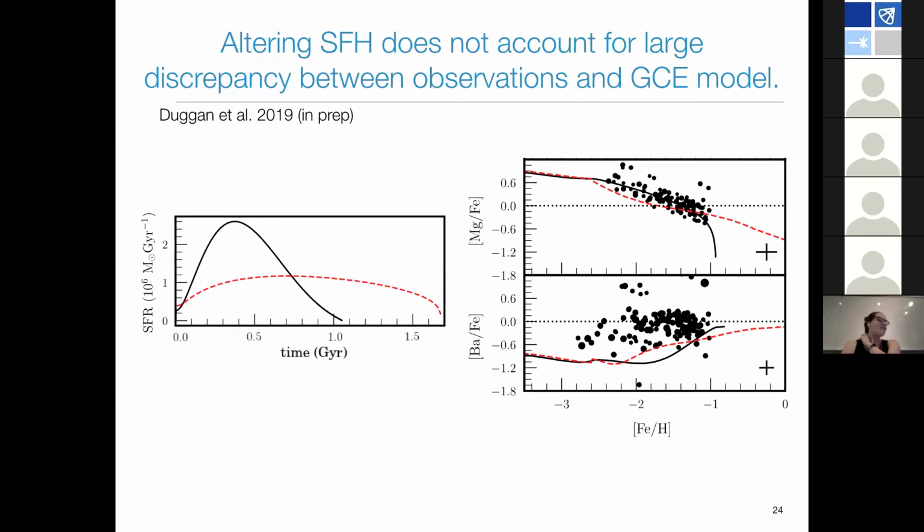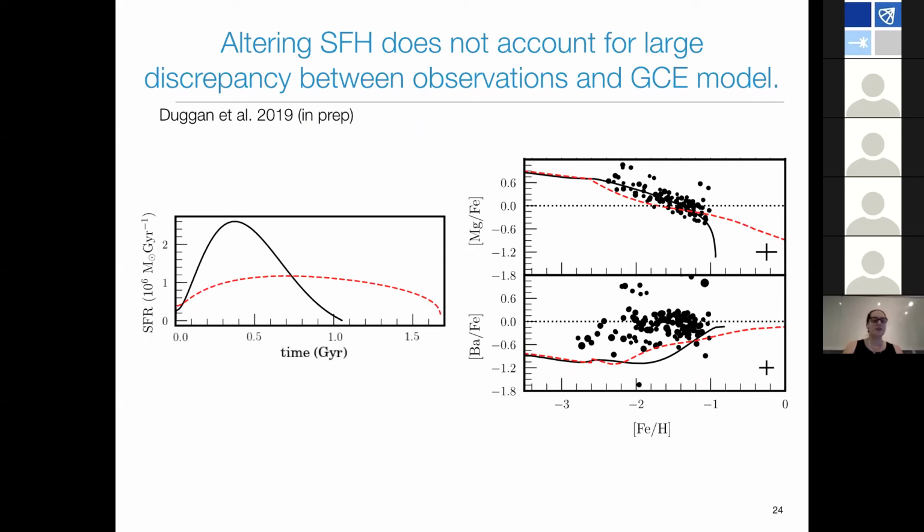And so here I have 2 different star formation histories that we considered and their impact on the predicted abundance. This is a fairly dramatic change in the star formation history. And even then, it isn't able to get barium anywhere near where it needs to be.